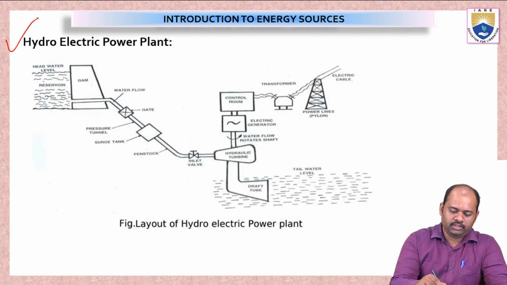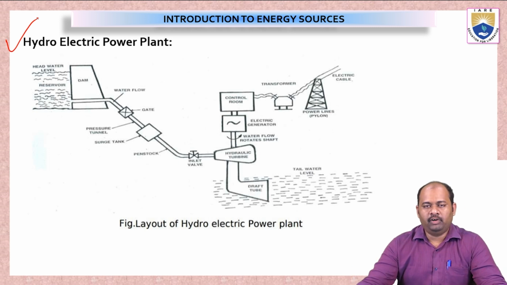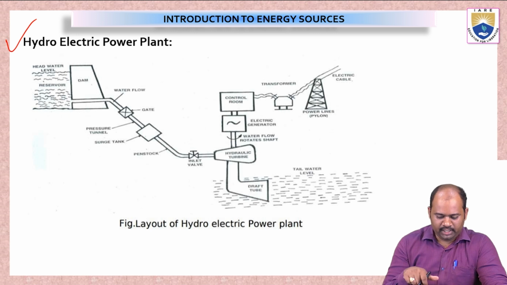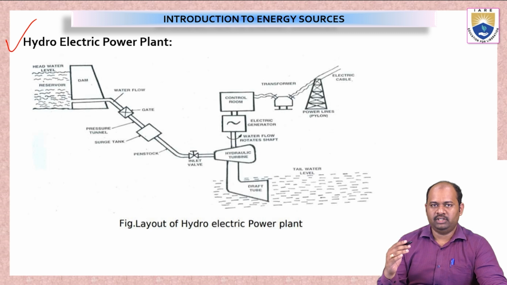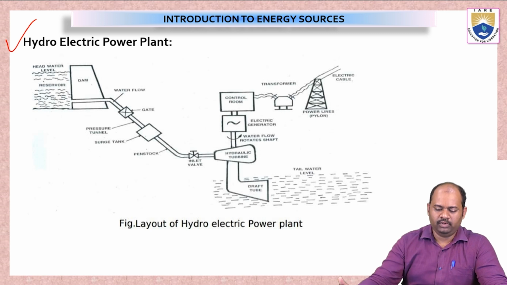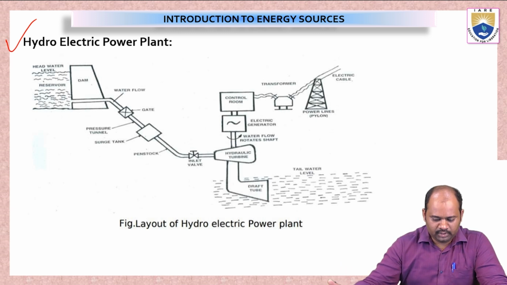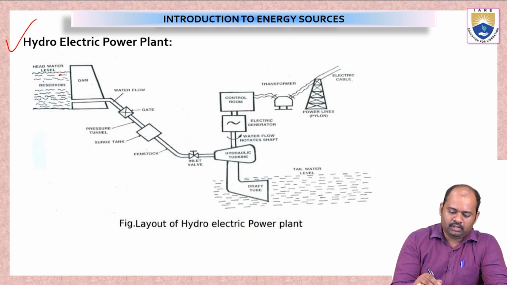Now this is another source, another power plant which uses hydraulic energy for producing electricity. In this example, we can see the working of the hydroelectric power plant where the water is stored at a high elevation behind a dam. You know what is a dam? A dam is a structure which will stop the water from flowing. So the water stored behind this dam contains potential energy.